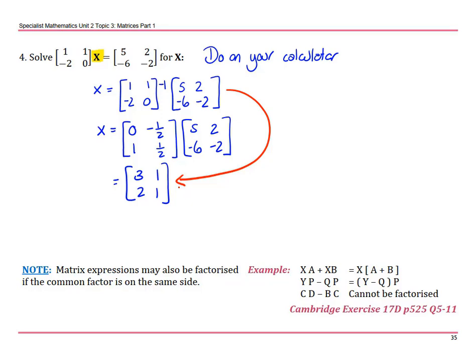Now just to finish, note that matrix expressions may also be factorized if the common factor is on the same side. So what do I mean by that? XA plus XB, because the x's are both on the left, we can bring the x out the front and go A plus B. And that's going to save a lot of time because it's easier to add than multiply. In the next one, I have y times p minus q times p. So p is second, so again, I can factorize. In the third one though, I can't, because the c's at the front and then the c's at the back. So the order is different, so I can't factorize it.